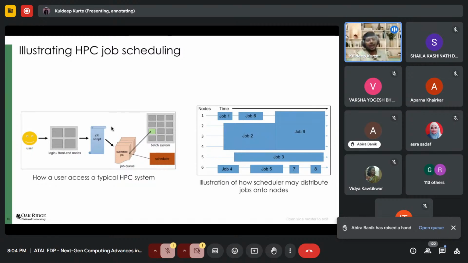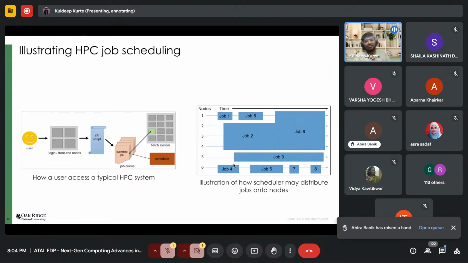Now there are some other things, like how many compute nodes you are asking for and what amount of time you want to access those compute nodes. Those other factors will be taken into account while deciding the priority of your job script. So that is the flow of how we typically execute the job.